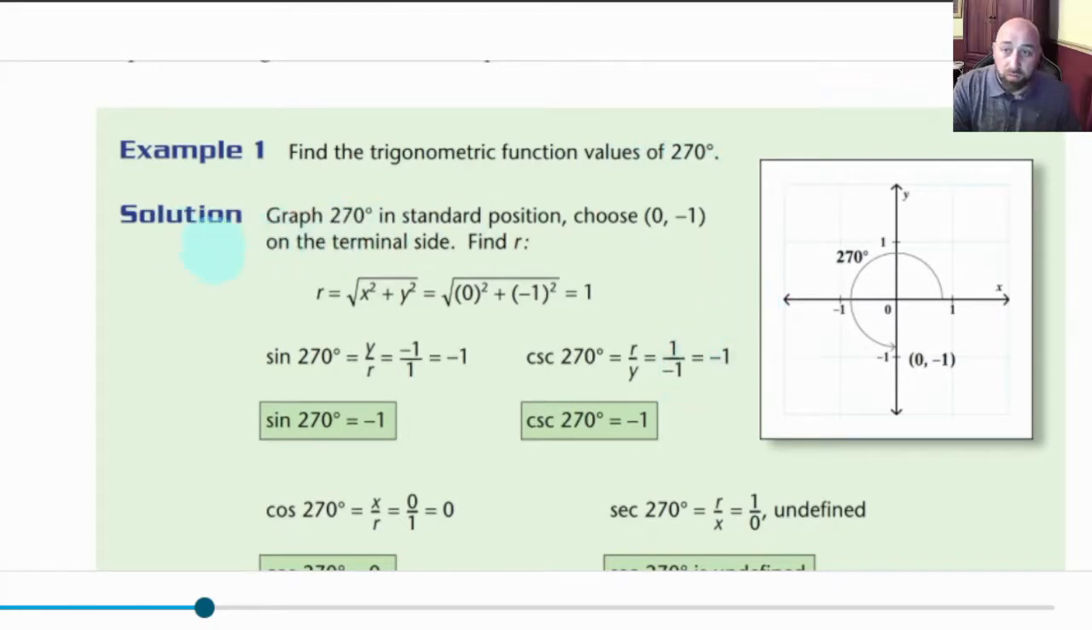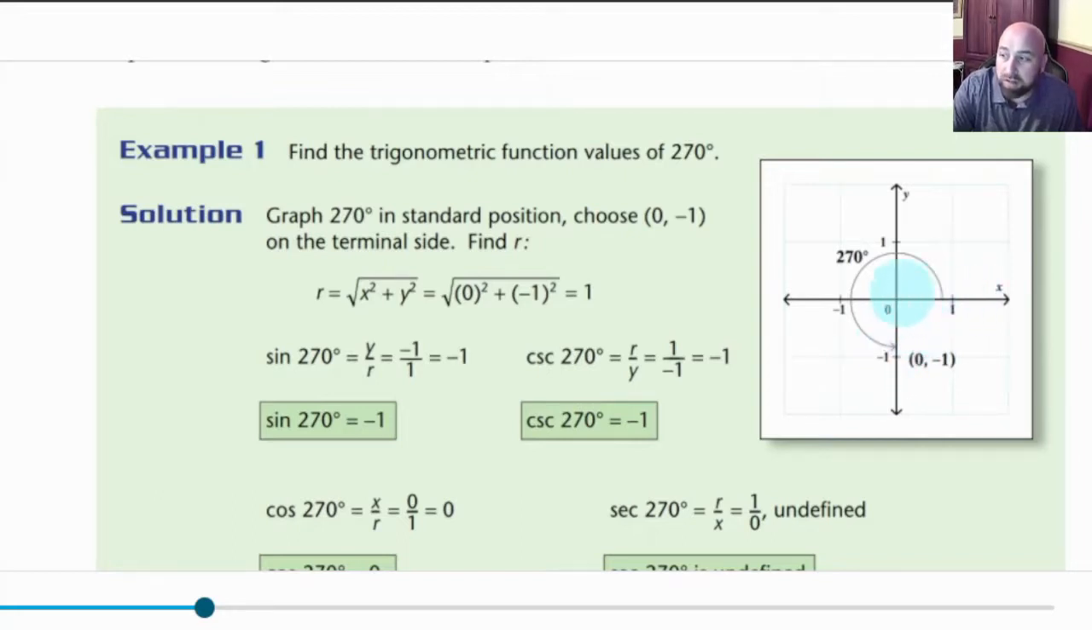So what they say is we can do this by graphing a 270 degree angle in standard position. What does that mean? So we're going to graph it right here, and then standard position basically means that the initial side of the angle is going to be on 0. Graph it here at 270 degrees. So it's right here. Now they say, let's put a coordinate point on here. And so we're going to be at 0 on the x and -1 on the y. So that's where our point is going to be.